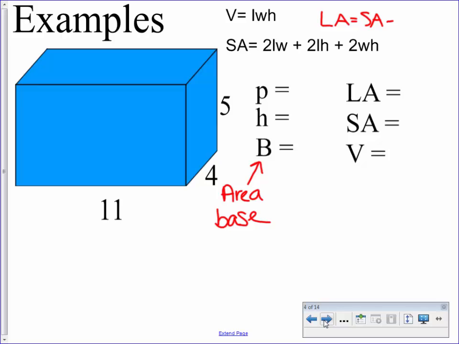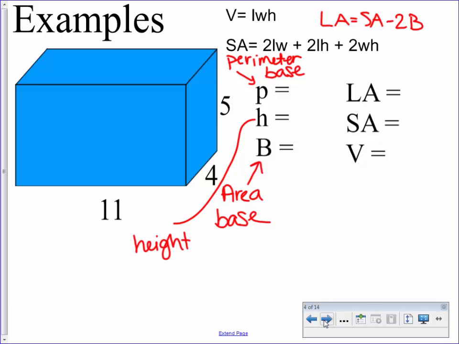So if we want to find lateral area, we're going to find the surface area minus 2 of the big B's, because there are 2 bases on this prism. So that is technically the formula to find the lateral area of this rectangular prism. The little p stands for perimeter of the base. So we're always looking at the base for your P and your B. Now the h is the height of your figure. It's technically the distance between your 2 bases.